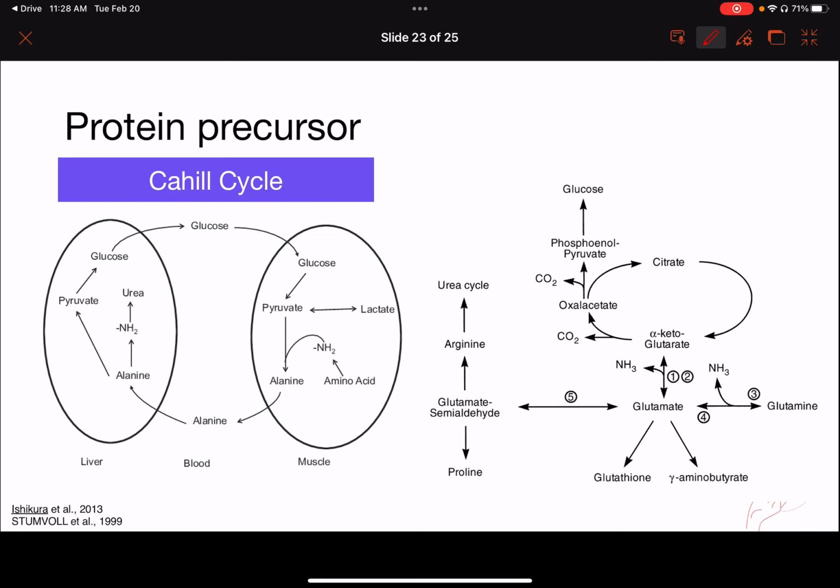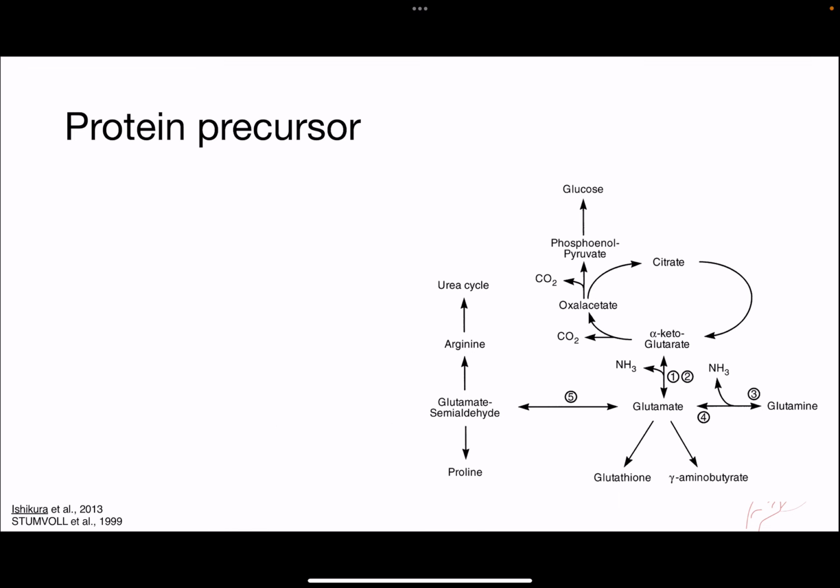So with this protein precursor, first we have the TCA cycle. If we go up this way, this is gluconeogenesis. If we're going this way, it's glycolysis. But especially at the level of alpha-ketoglutarate, we can cycle through glutamate. We can make glutamine or use glutamine. We also can use this to get rid of excess nitrogen through the urea cycle.